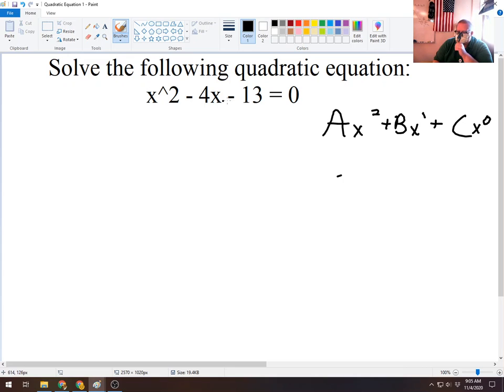So we have x squared minus 4x minus 13 equals 0. In this case, a would be 1, b would be negative 4, and c would be negative 13. That's our constant there. But let's say we set this equal to 0 as you see here, and then I said, okay, well, what is the solution? When I say solution, I mean what values of x, what do I need x to be in order for this to work out, right?